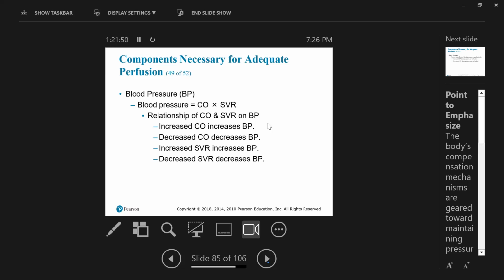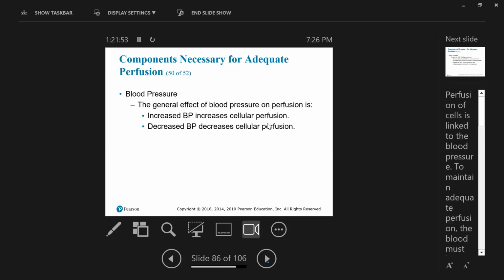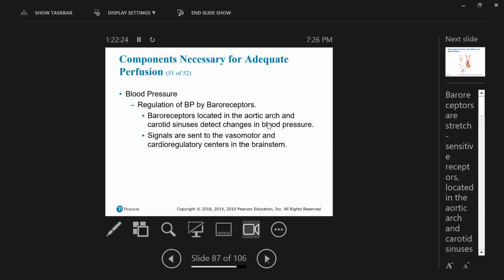So blood pressure. The general effect of blood pressure is perfusion. Increased blood pressure increases cellular perfusion, and decreased blood pressure decreases cellular perfusion. So our main thing is not only to give them oxygen but also to maintain blood pressure. And when you took a CPR class, the magic number they gave you was 10. You cannot stop ventilating or doing compressions for more than 10 seconds, because the blood pressure will drop.